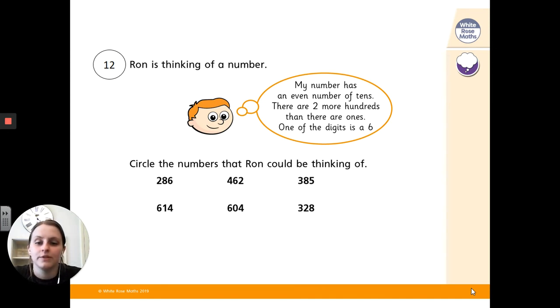So circle the numbers that Ron could be thinking of. Now again, there's more than one answer for this one, so don't just write down one. So which ones, which 2 even, would it be? There's more than one there. So you might want to work it out, have a look at those numbers, see which one has 100, which is 2 more than the ones, and which one also has a 6 in it. Some of those you could cross out straight away because they don't have the 6. And you need to think carefully about the other ones.